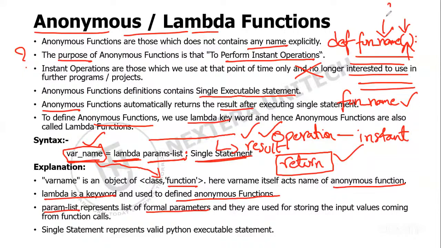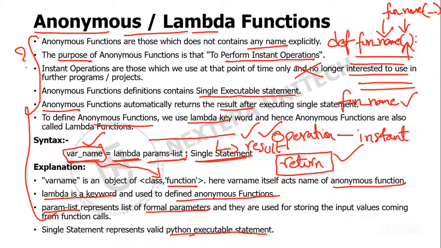Post defining, we'll call the function. During the function call, we'll pass the values for the parameters. So in order to store these values, we define formal parameters in the function definition. And finally, the single statement is a valid Python executable statement. We'll have only a single statement, which is an executable Python statement.